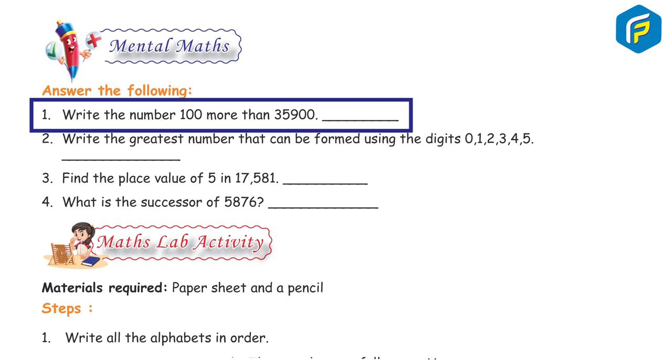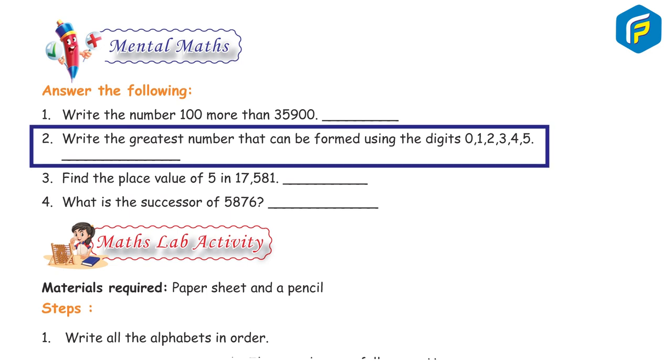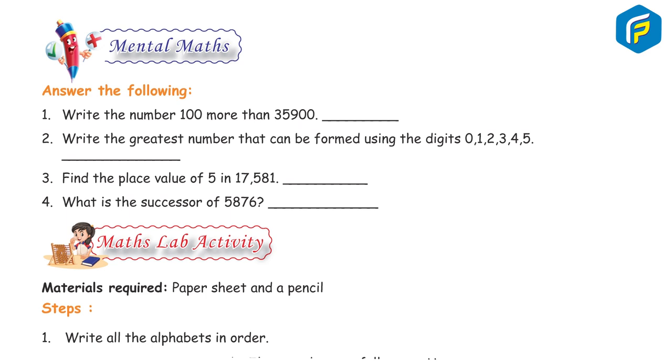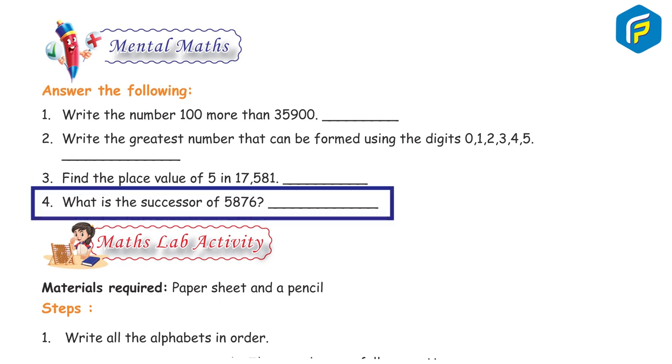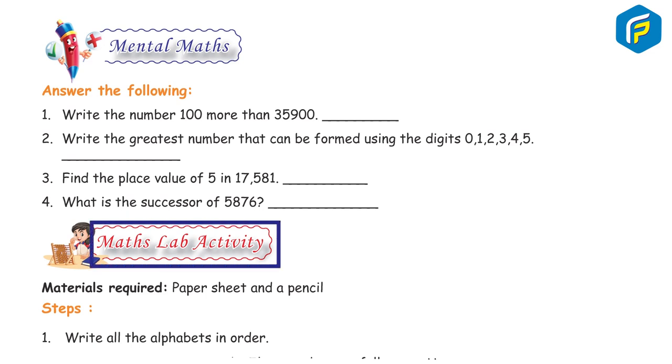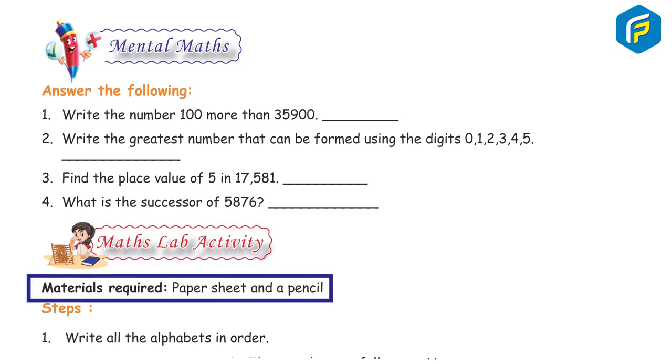Mental maths. Answer the following. 1. Write the number 100 more than 35,900. 2. Write the greatest number that can be formed using the digits 0, 1, 2, 3, 4, 5. 3. Find the place value of 5 in 17,581. 4. What is the successor of 5,876?